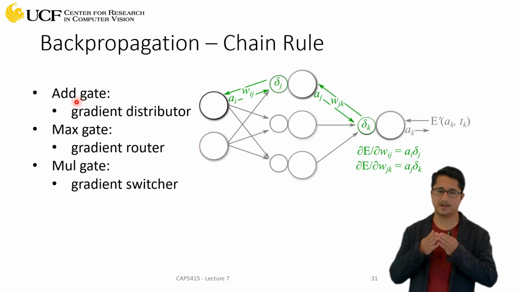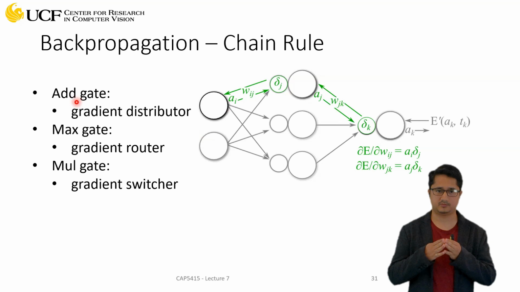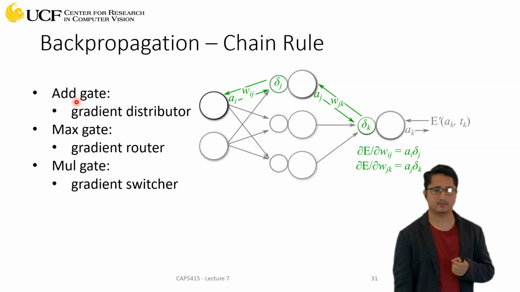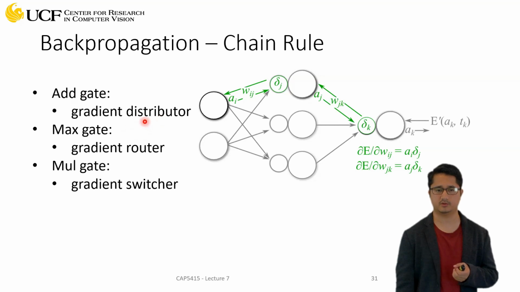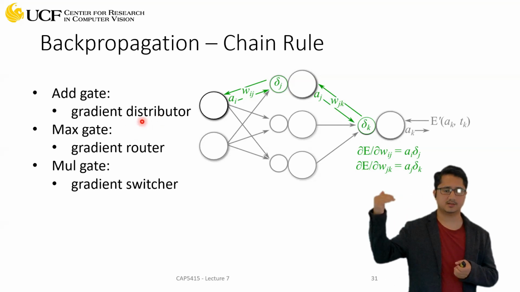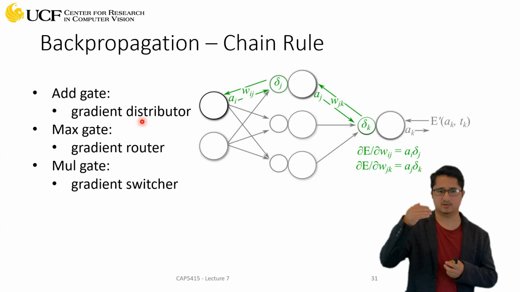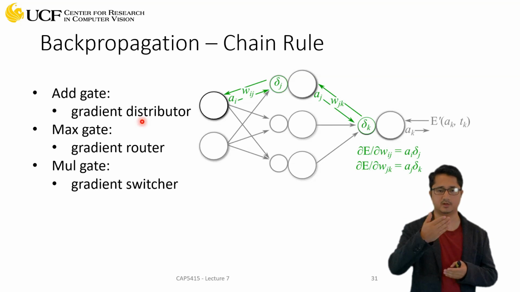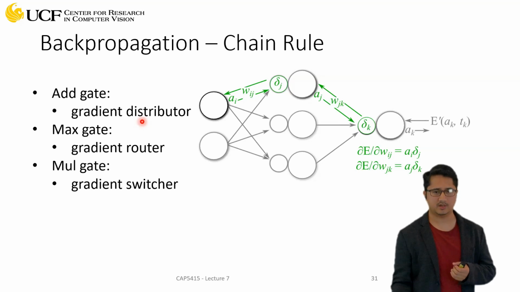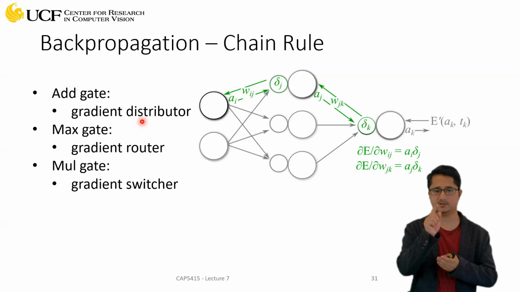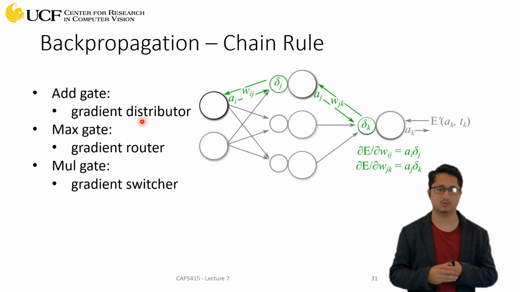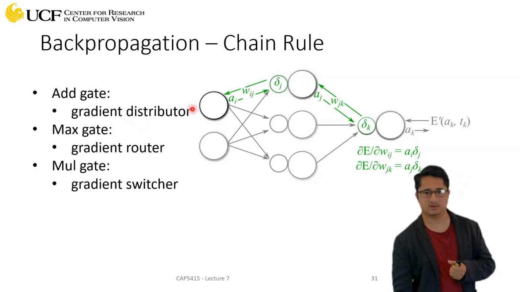If you are adding two different values as a function, then what will happen? The gradient will distribute. It will act as a gradient distributor, which means that whatever gradient is coming from the top will go equally to both the variables, if the operation is x plus y. And you can think about it, because it's just a derivative, right? If you compute the derivative of x plus y, the derivative has to go to both. Okay, so that's one thing.